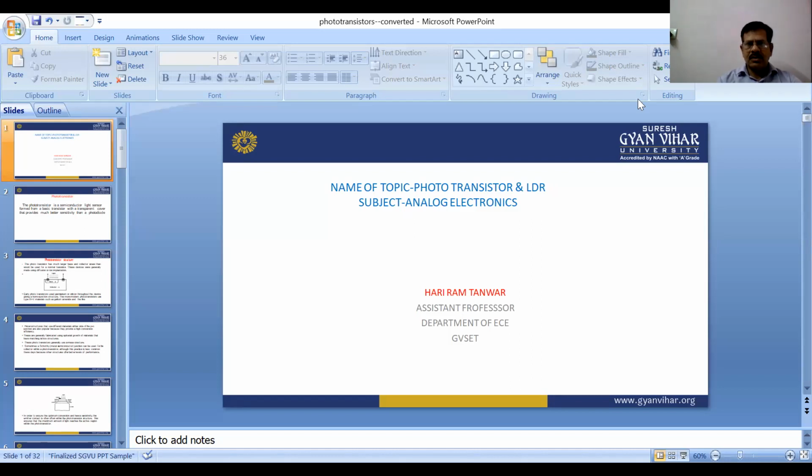In the subject of analog electronics, the topic is the phototransistor and LDR or light emitting diode. Basically, these are semiconductor devices used in semiconductor and electronics engineering.